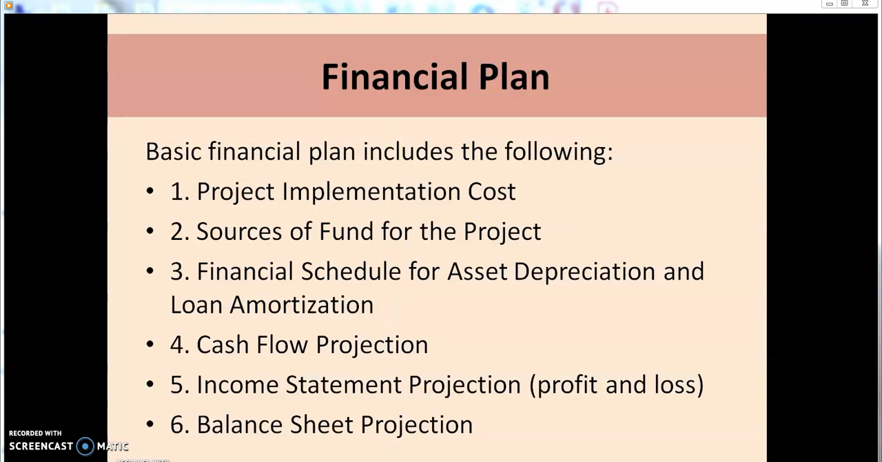Here are the basic financial plan terms that you need to know, and some of them are not jargon for you because I had explained some of it in the first part before this. The first one is the project implementation cost. The second, sources of funds for the project. The third, financial schedule for asset depreciation and amortization. The fourth, cash flow projection. The fifth, income statement projection for profit and loss determination. And the last one, balance sheet projection.